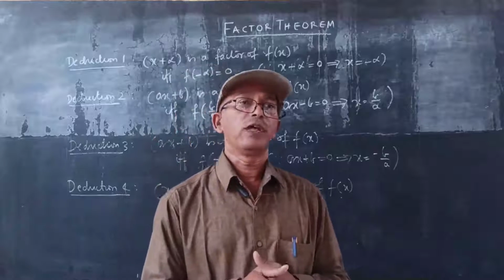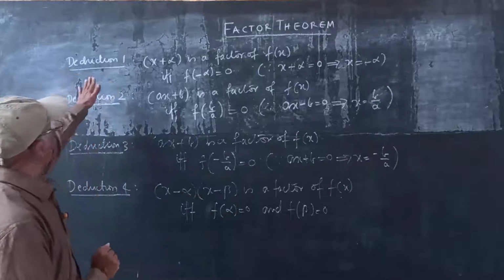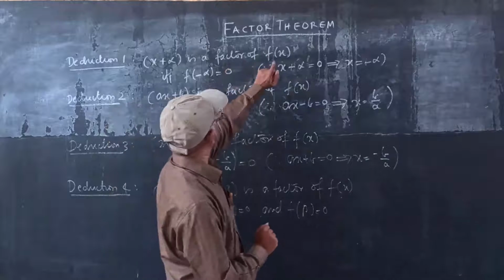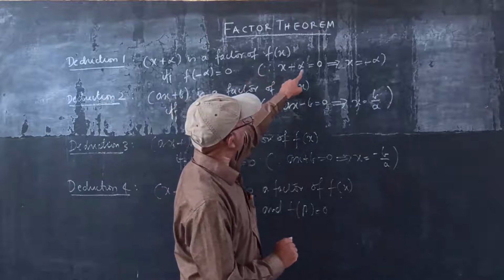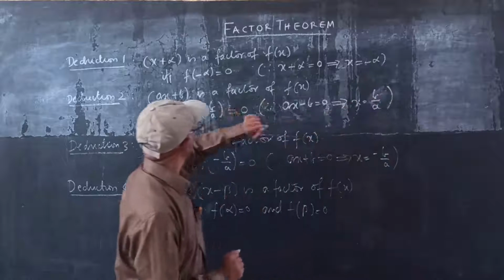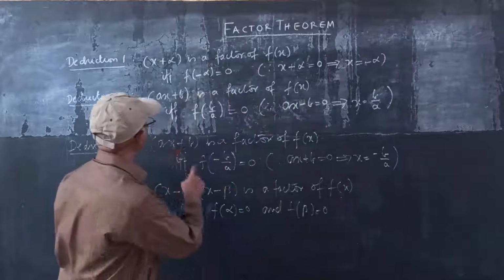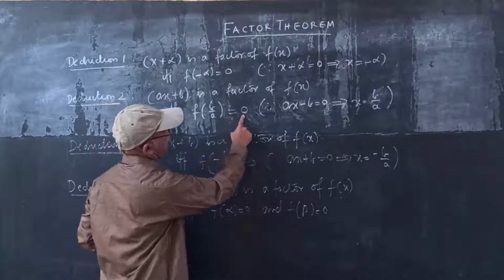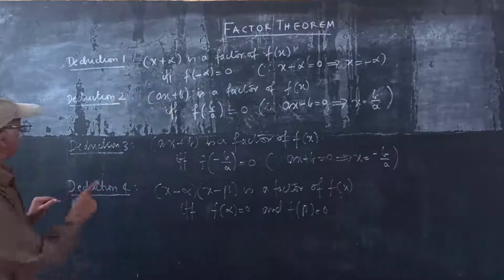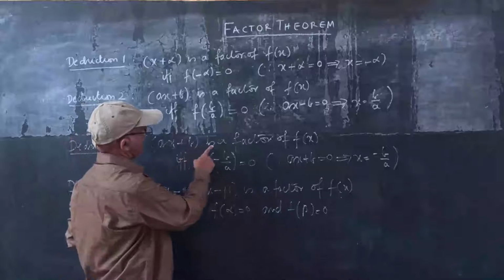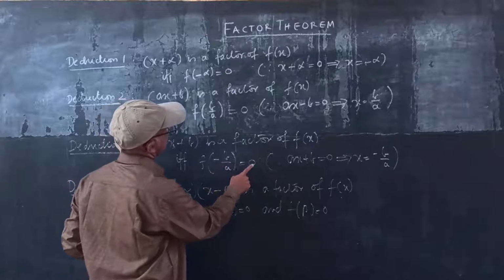Now we have already seen the proof of the factor theorem. There are 4 deductions. Deduction number 1: x plus alpha is a factor of f(x) if and only if f of minus alpha is equal to 0, because x plus alpha is equal to 0 implies x is equal to minus alpha. Now, deduction 2: ax minus b is a factor of f(x) if and only if f of b by a is equal to 0, because ax minus b is equal to 0 implies x is equal to b by a. Deduction 3: ax plus b is a factor of f(x) if and only if f of minus b by a is equal to 0.